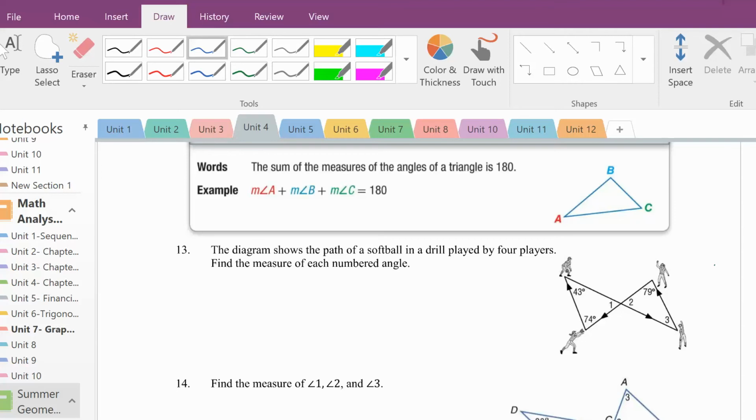If I look at this picture here, the diagram shows the path of a softball in a drill played by 4 players. Find the measure of each numbered angle. So if I want to find angle 1, the measure of angle 1 is equal to 180 minus 43 plus 74, right? Because if it adds up to a total of 180, I can add these two up and subtract from 180. So it's 180 minus 117, and then when I subtract, I get 63 degrees.